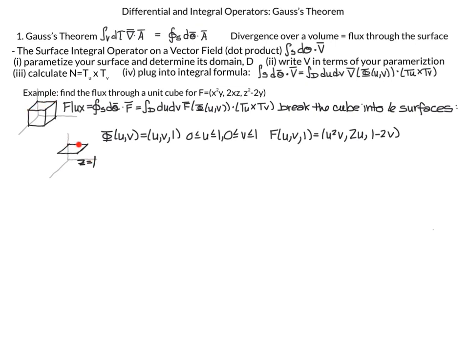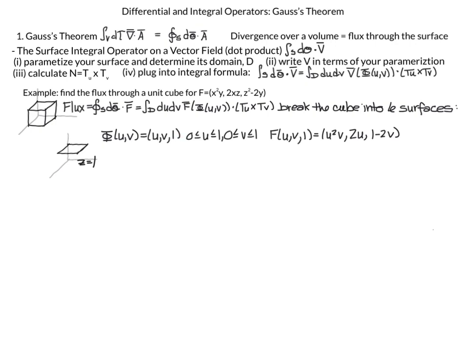The parameterization of this surface, well, it's a square, so that's kind of nice. My phi of u, v is equal to u and v, where u and v go between 0 and 1 because it's a square, and also my z coordinate is equal to 1. So when I compose my f with my parameterization, I'm going to get, well, I have x squared y, so that's u squared v, and then I have 2xz, so that's 2u times 1, just 2u, and then z squared minus 2y. So that's 1 minus 2v.